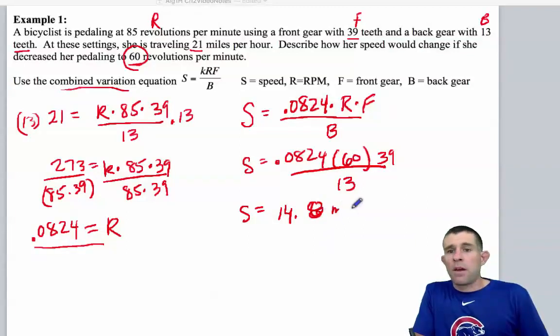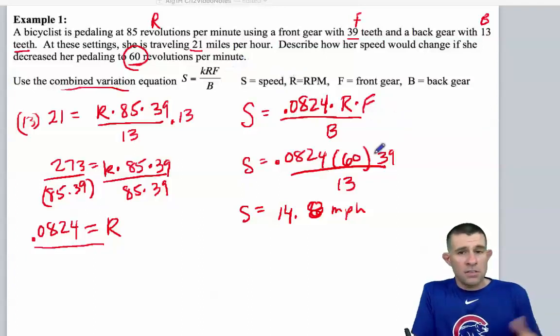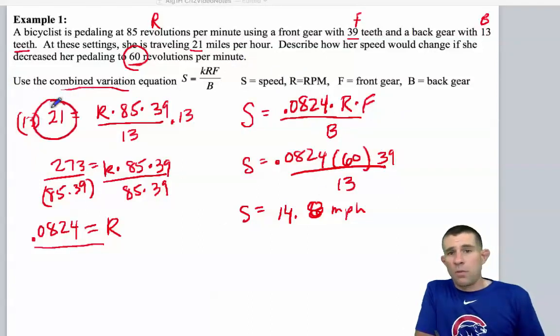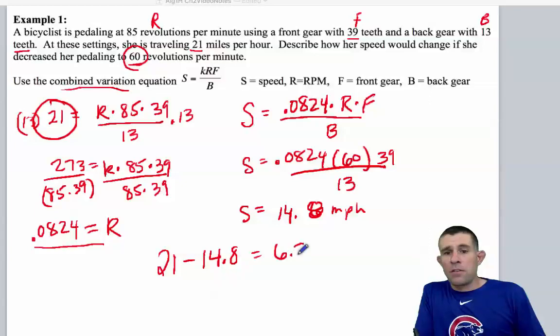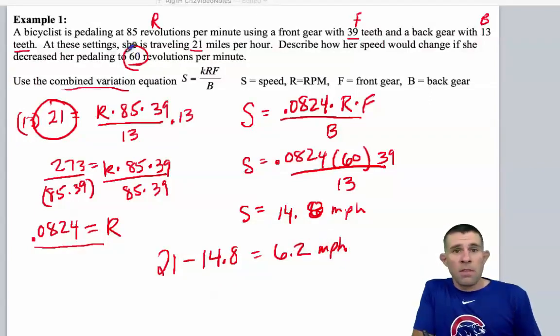14.8 miles per hour. Now we want to know how much our speed was going to change. So we were traveling 21 miles per hour. 21 take away 14.8 reduces our speed by 6.2 miles per hour when we decrease our revolutions per minute of that front chainring from 85 down to 60.